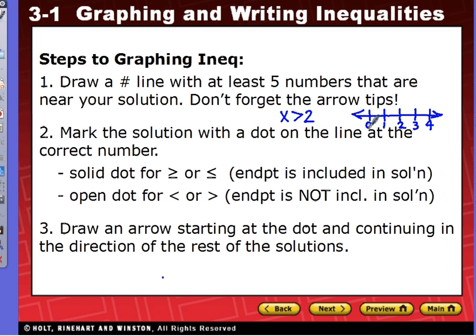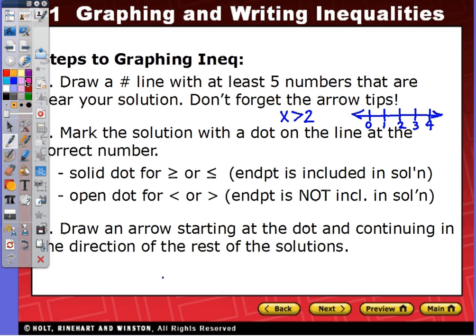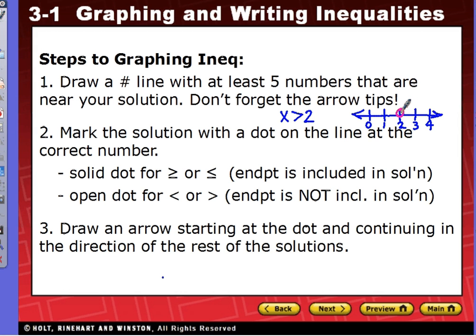Then I mark the solution with a dot on the line at the correct number. So even though the solutions are greater than 2, I still put my dot right there at 2. And I use an open dot for plain less than or greater than. And I use a closed dot for less than or equal to, greater than or equal to. So since my little example here was just plain greater than, I draw an open dot on 2. I know that the solutions don't start until like 2.000000001 at some point, but I still put the dot on 2.